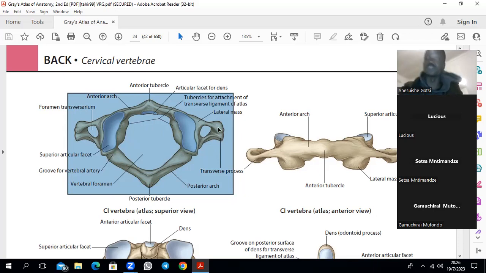And this foramen transversarium will be the one that allows for passage of the vertebral artery and the vertebral vein. Right. So this is the anterior arc, posterior arc, and each arc has a tubercle. There's an anterior tubercle on the anterior arc, and a posterior tubercle there.